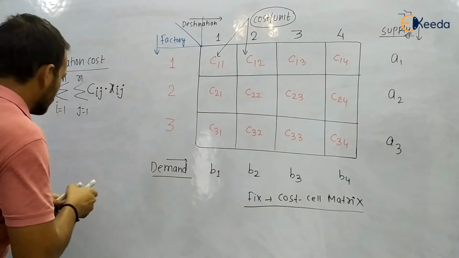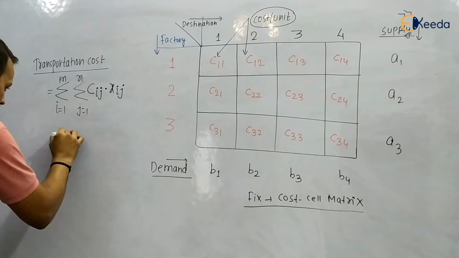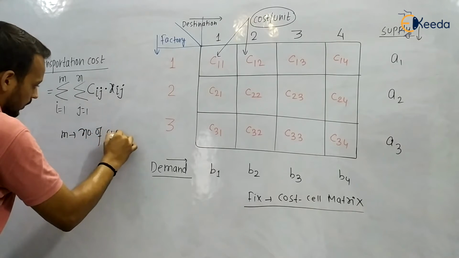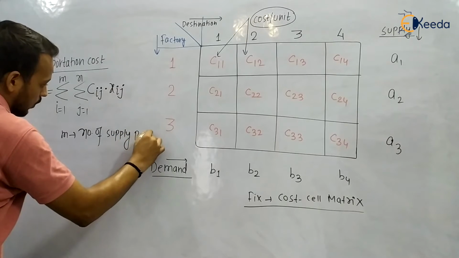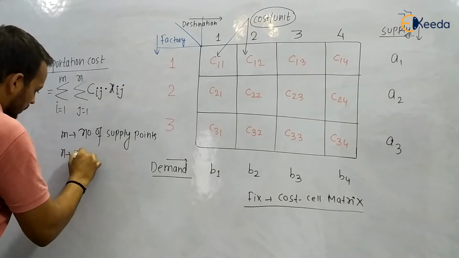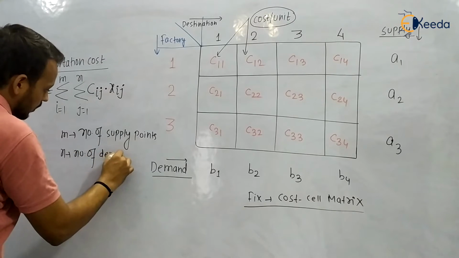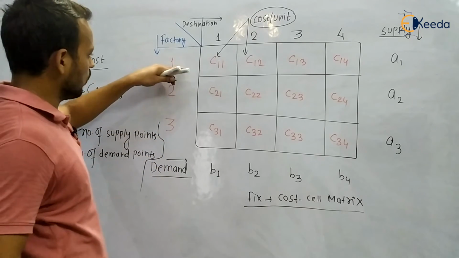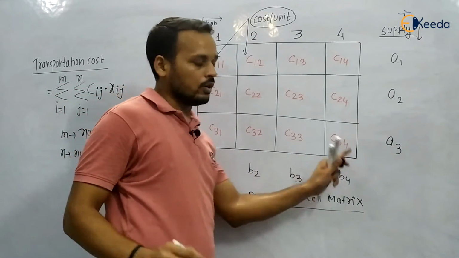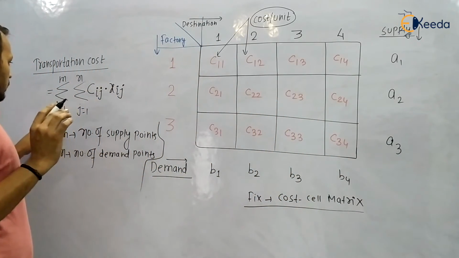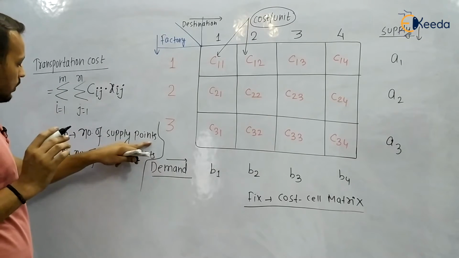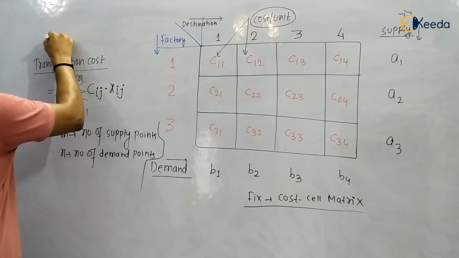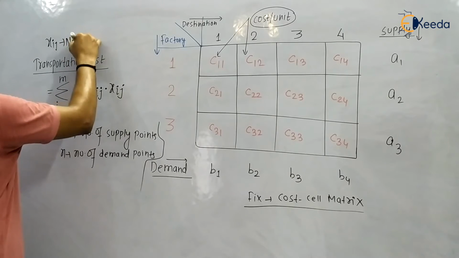So this is going to be the total cost where m is number of supply points and n is number of demand points. You can see the supply points are 1, 2 and 3 and the number of demand points are 1, 2, 3 and 4. So from i equals 1 to m, total number of supply points, and j equals 1 to n, total number of demand points, the total cost is going to be the summation. And what does this xij represent? Number of units transported.